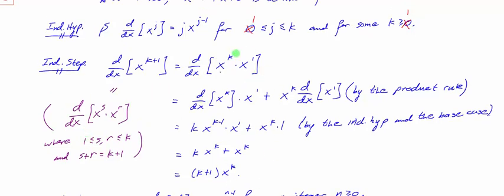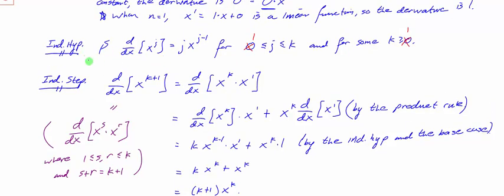But here I can always guarantee that I can pull off just a single x, and so I don't really need strong induction. We could just say, suppose that the derivative of x to the k is equal to k times x to the k minus 1 for some k greater than or equal to 1, and not have to state it in the strong induction form there.